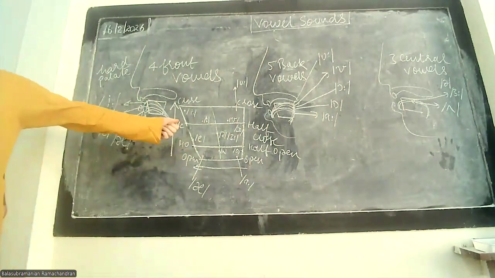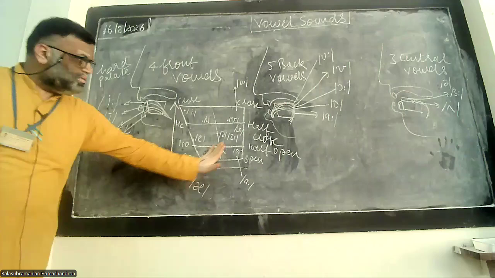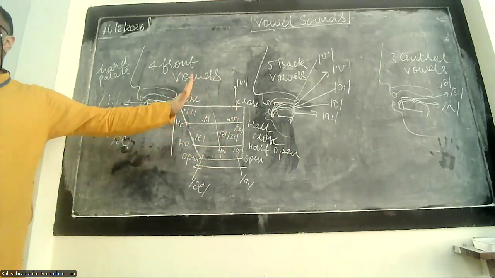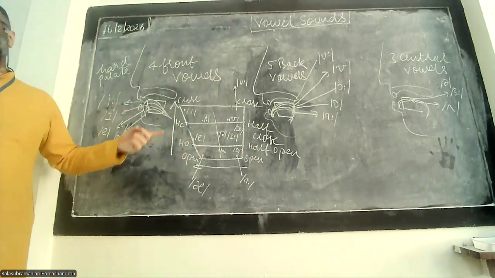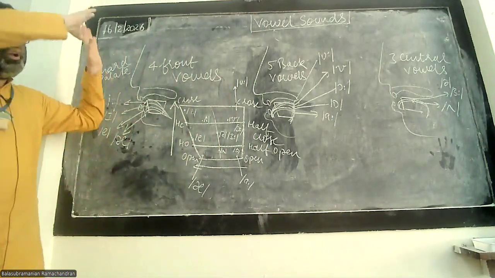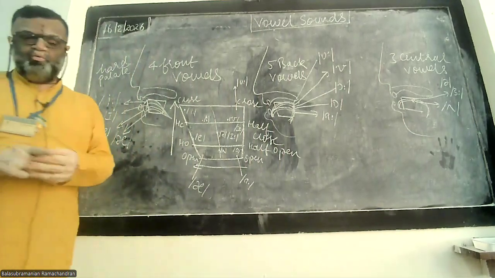So please note this down. We will start with this in the next class. This is the space in which we are producing the English vowel sounds. If this is a bit confusing, don't worry. I'll be drawing a detailed, bigger diagram of the vowel quadrilateral in the next class, and we'll start with that.